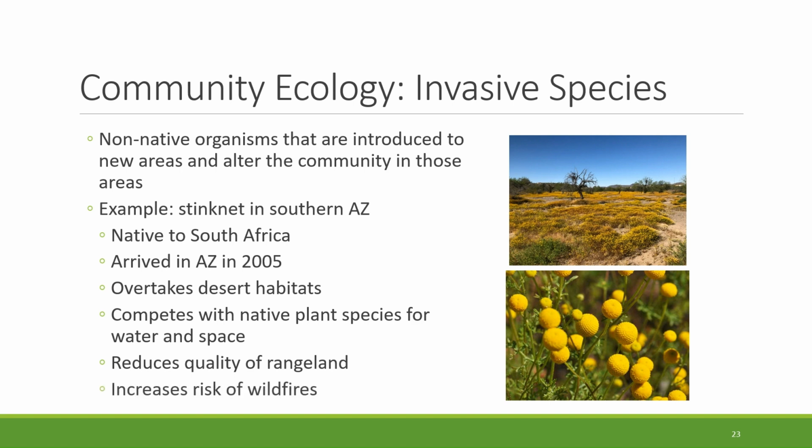And then finally, having these blankets of stinknet across the desert increases the risk and severity of wildfires because when temperatures start to get hot in the summer, the stinknet dies and it leaves behind this crispy bed of dried plant matter, and it's really just a tinderbox for the rapid spread of wildfires.